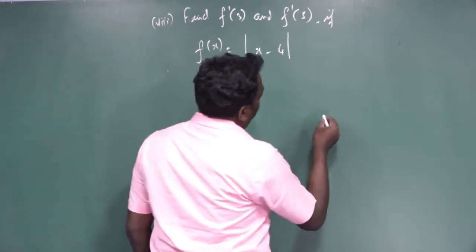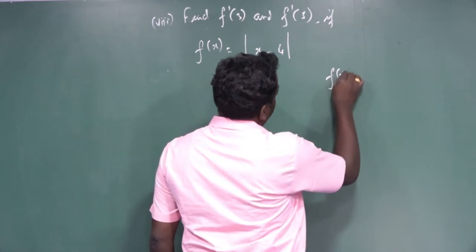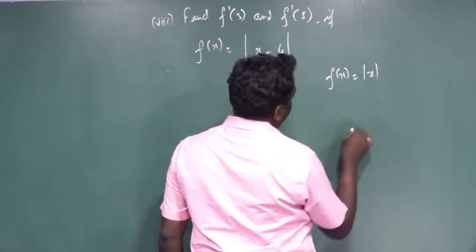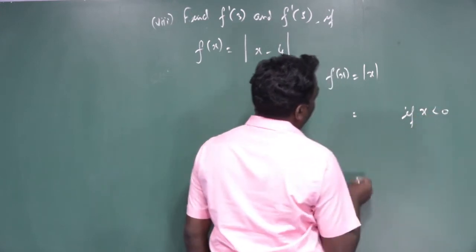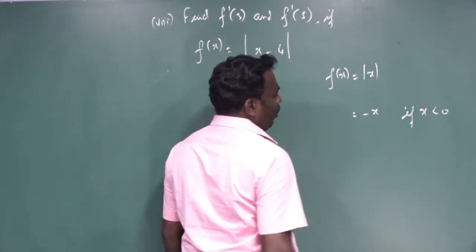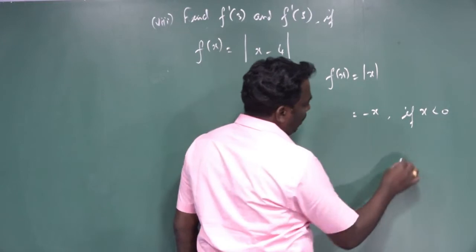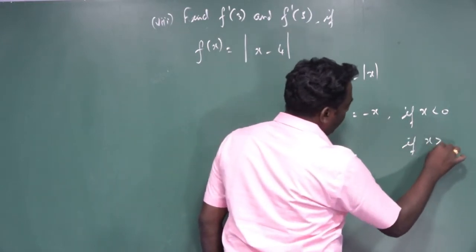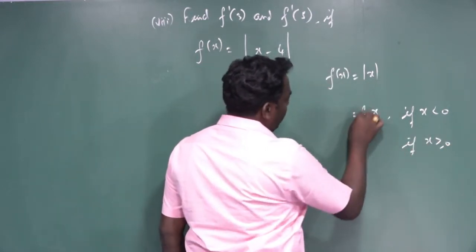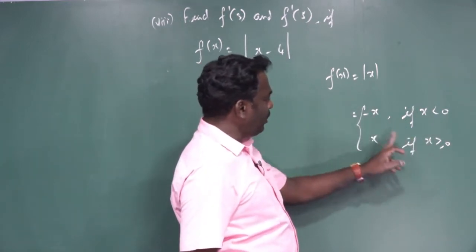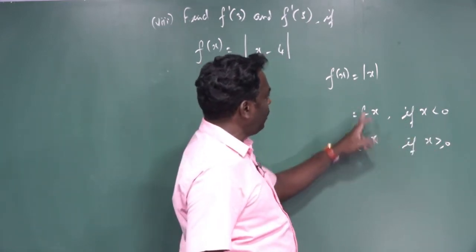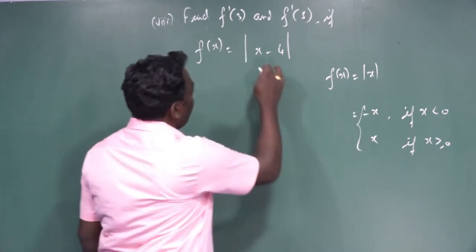Now we already know about the modulus condition. f of x equal to modulus of x is equal to: if x is less than 0, modulus of x takes the value minus x. If x is greater than or equal to 0, the modulus of x takes the value plus x. Less than 0 it is minus x, and greater than or equal to 0 it is plus x, that is the property of modulus. The same we can apply here.